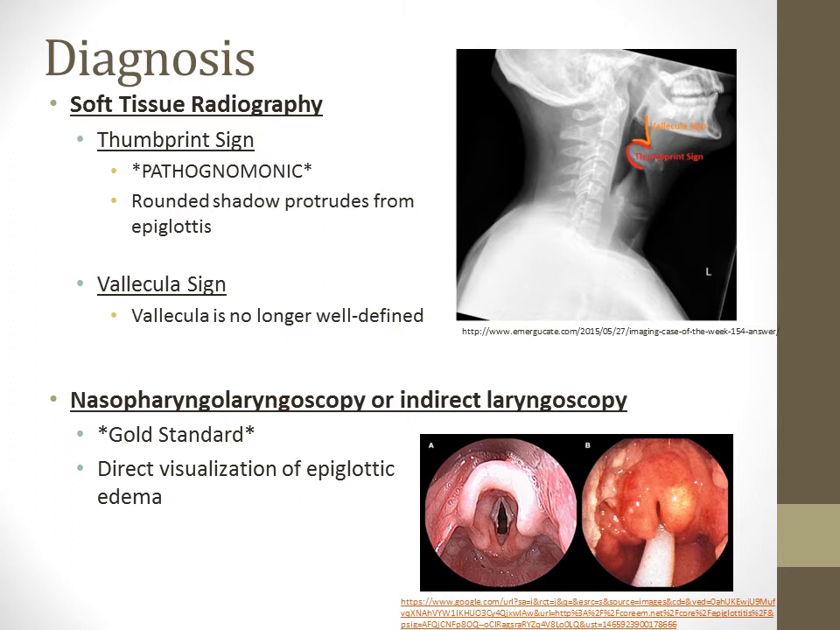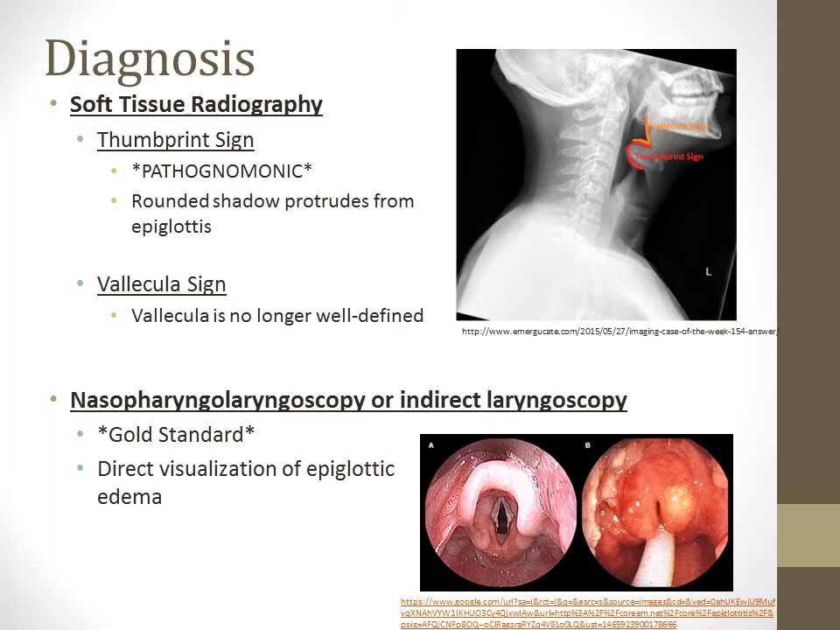So, on to diagnosis of epiglottitis. To diagnose it, soft tissue radiography is usually done to screen the stable patients and determine if laryngoscopy is necessary. And we know from lectures and exams that the pathognomonic sign for epiglottitis is the thumbprint sign, and that's seen there in the top right corner in red.